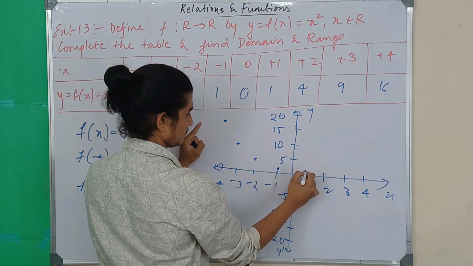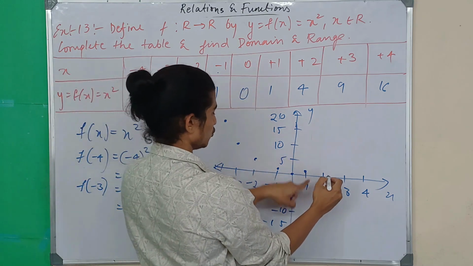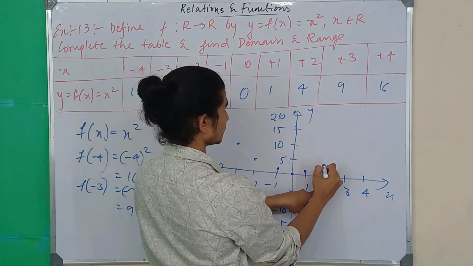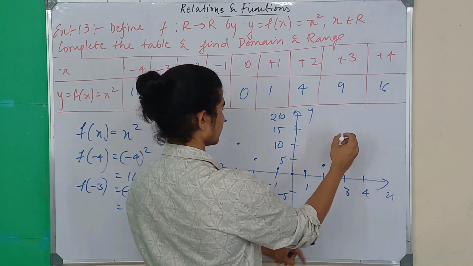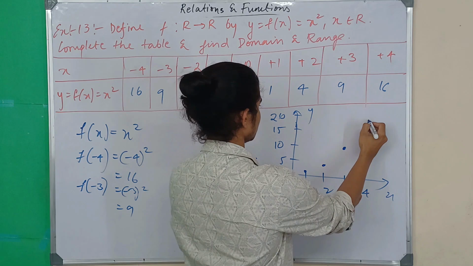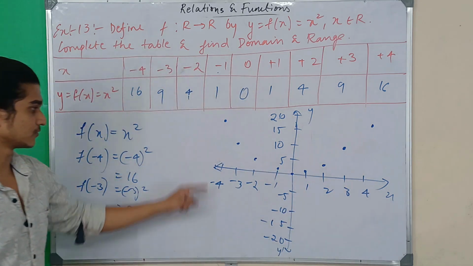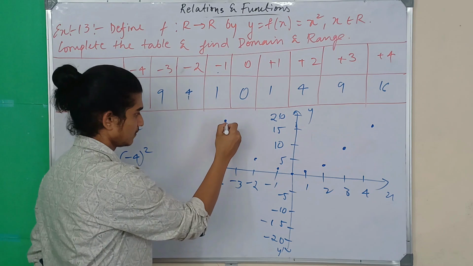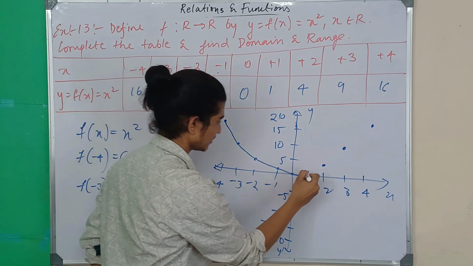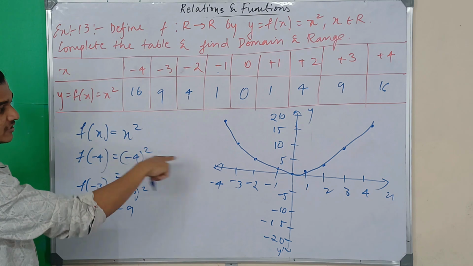So if you plot this, 0 comma 0, 1 comma 1 here, 2 comma 4 here, 3 comma 9, 4 comma 16. So if you don't know how to plot a graph, you're in the wrong video. If you join all these points, you're going to get this parabola. So basically the graph of this particular function is a parabola.